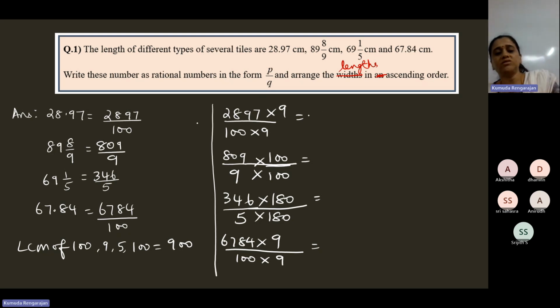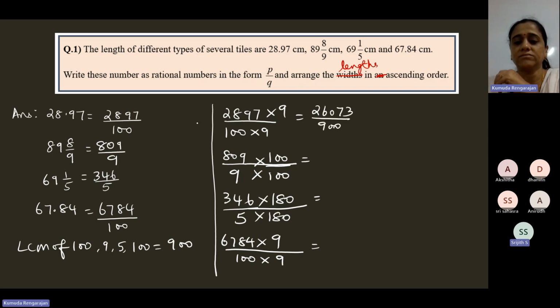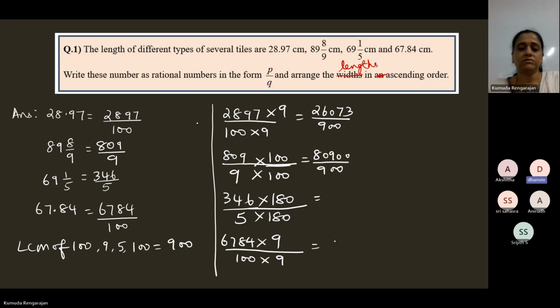Sahasra, what is 2897 into 9? 26,073 by 900. By 900, correct. Next one is 80900 by 900. Ma'am, next one is 64800 by 900.